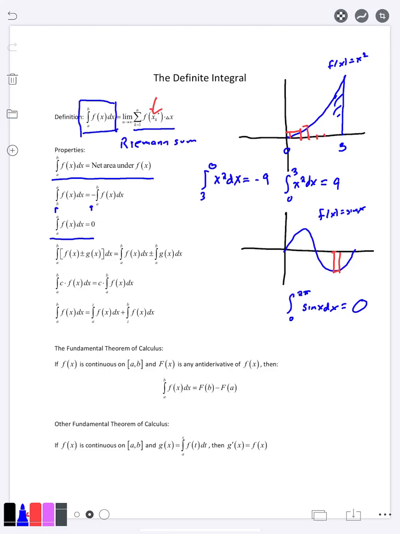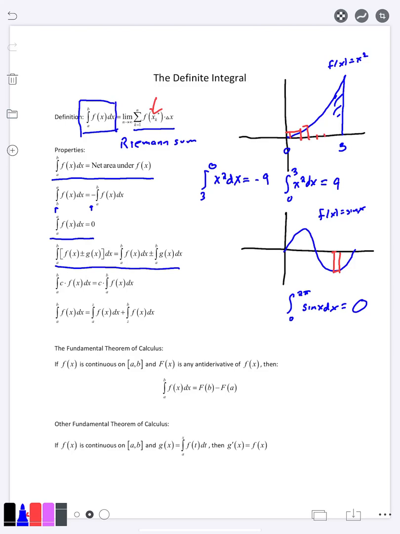That's all there is to that one. Now with that said, this one here, the next one, this one's pretty useful. It just says that if you are adding or subtracting functions inside, you can just break it up into two separate problems, find the area of the first shape and the area of the second shape, and add or subtract them.